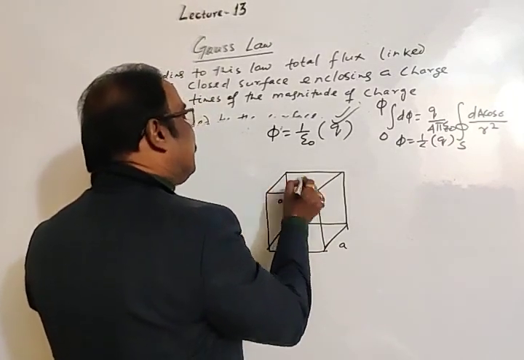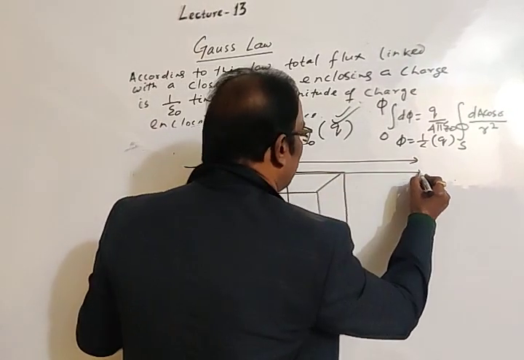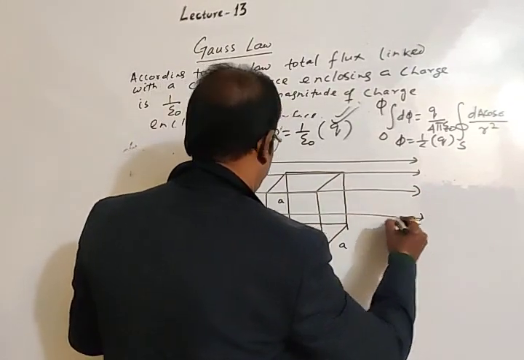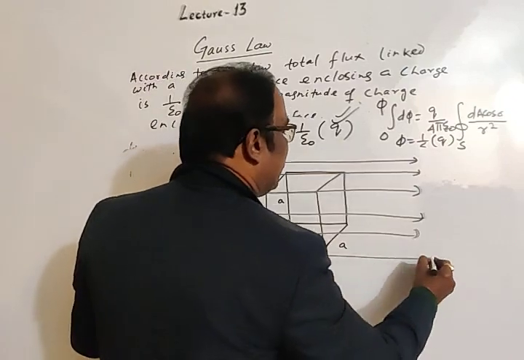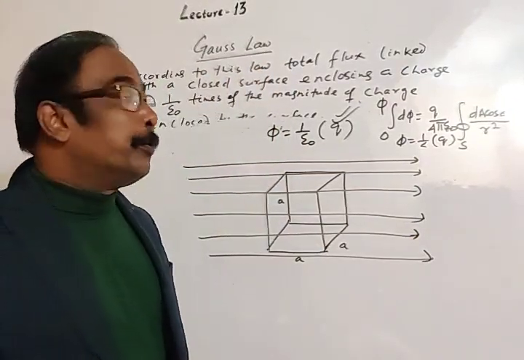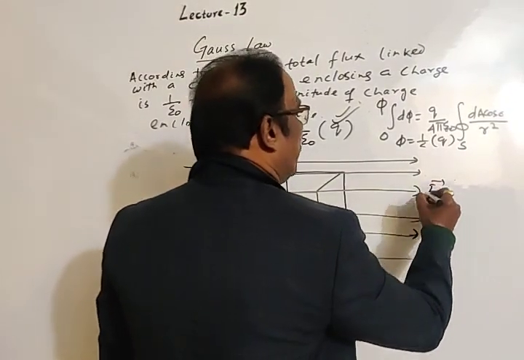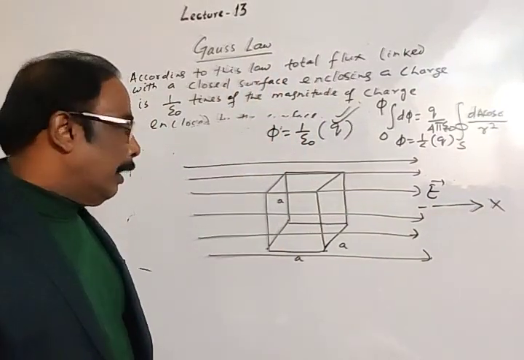This cube is kept in, let's consider, a uniform electric field. And as we know, a uniform electric field is represented by a number of electric field lines which are parallel and equidistant. This is the direction of the electric field, which we have taken along the x-axis.